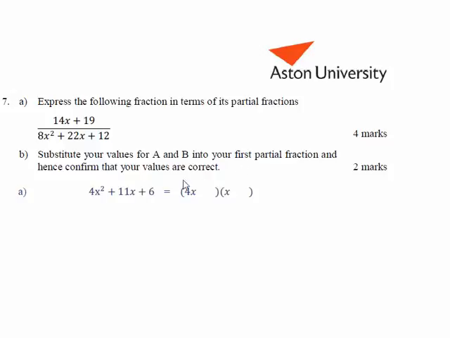First of all, we need to factorise the denominator. You'll see that 2 is a factor of all of the terms, so I've taken the 2 outside, so the 8 becomes 4, the 22 becomes 11 and the 12 becomes 6.